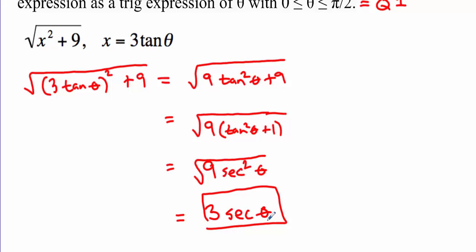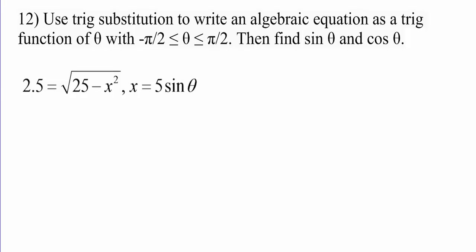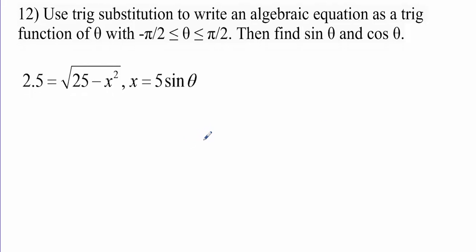All right, let's take a look at number 12 then. So on number 12, we're doing the same thing essentially, trig substitution. Now this time it's an equation, not just an expression. And note the change in quadrants. It's negative pi over 2 to pi over 2. So that's like our range for the arc sine and arc tangent is basically what we're talking about. And they added in one extra thing just to mess us up a little bit: find sine theta and cosine theta.